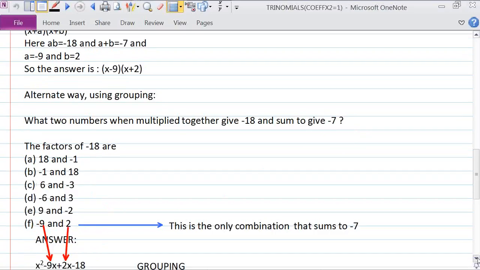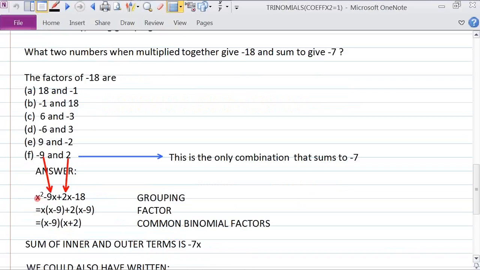So here, what I'm going to do is, again, go by grouping. I'm going to say x squared minus 9x plus 2x minus 18. So I group them. I factor out x from both of these. I get x minus 9. I factor out 2 from both of these. I get x minus 9. Now x minus 9 is the common factor here. And so I have x minus 9. Take it from this term, I'm left with x. And when I factor x minus 9 from this term, I'm left with plus 2.